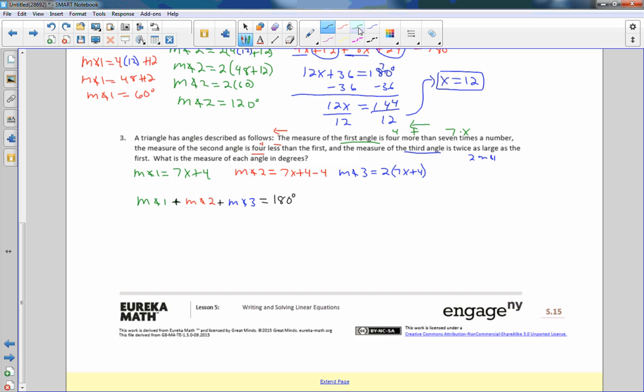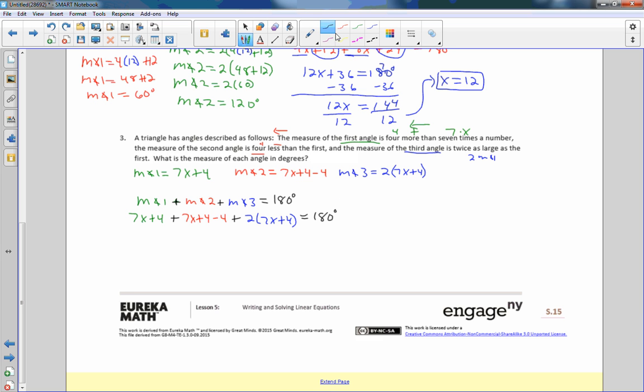Now I will substitute in what I found by reading the problem. 7x plus 4 plus the measure of angle 2 is 7x plus 4 minus 4 plus the measure of angle 3, 2 times 7x plus 4. And that all equals 180 degrees.